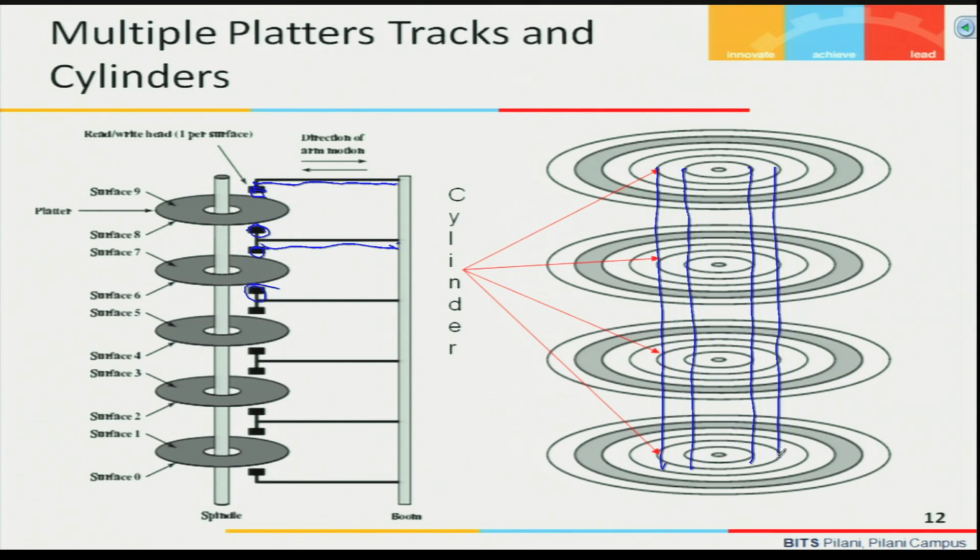So, these tracks which I am connecting from the different platters have the same relative distance on the plate. So, that forms one cylinder. So, now you have a cylinder and the sectors. So, in the multiple platter, the tracks will be called a cylinder. The corresponding tracks join and make a cylinder.